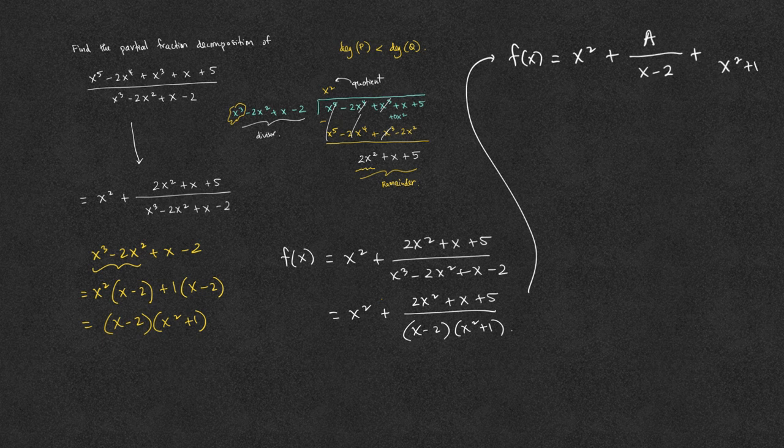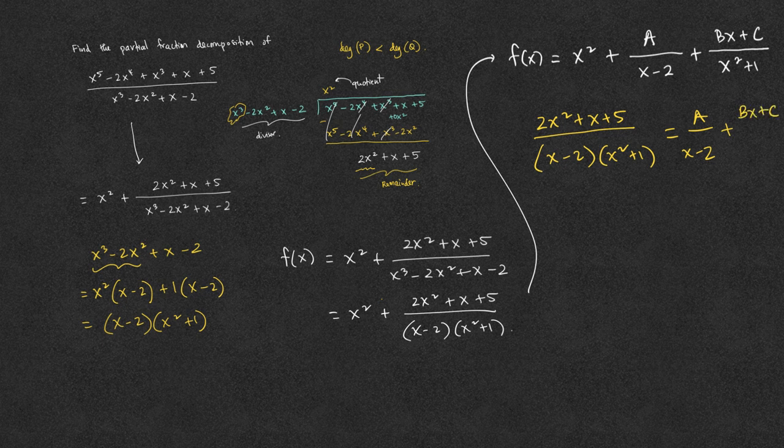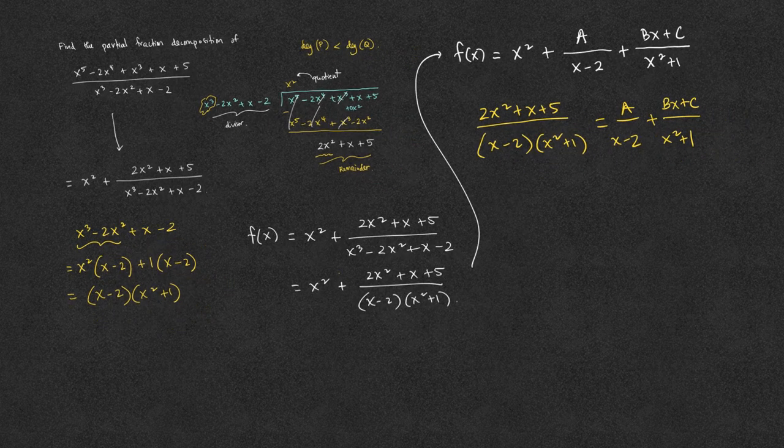X squared plus 1 is an irreducible quadratic factor, so we would need the linear term in the numerator, which is bx plus c. We must have (2x squared plus x plus 5) over (x minus 2)(x squared plus 1) equals a over x minus 2 plus (bx plus c) over x squared plus 1. And don't forget the x squared. There are three unknowns a, b, c, which means we will need to solve a system of three equations.